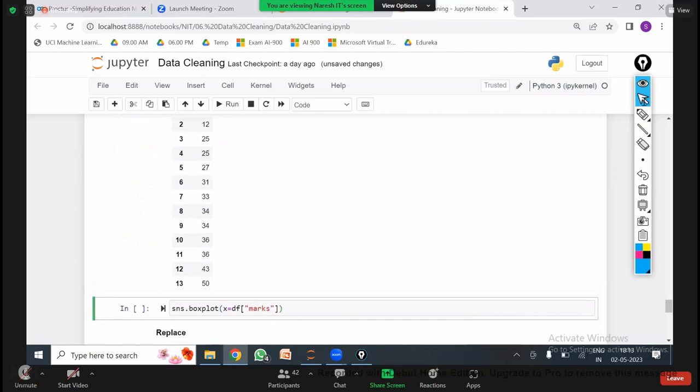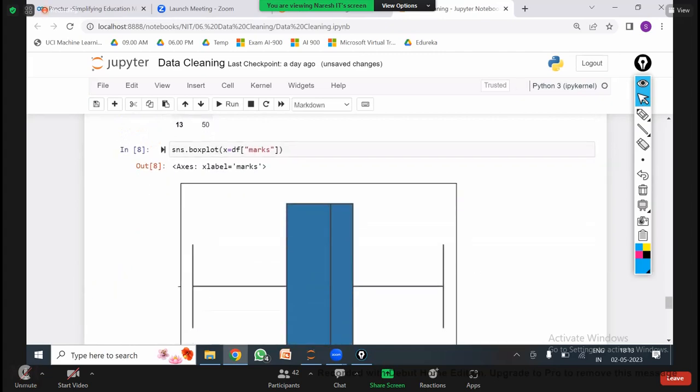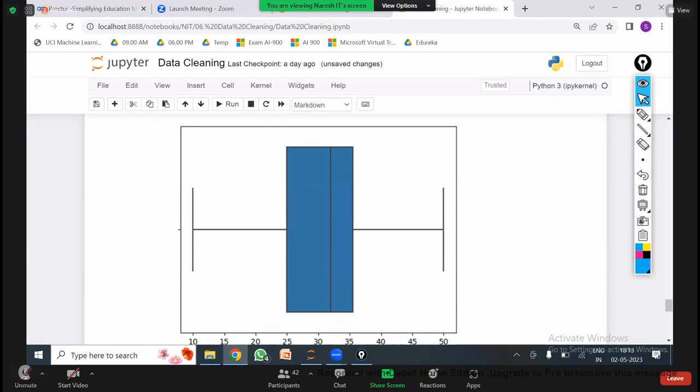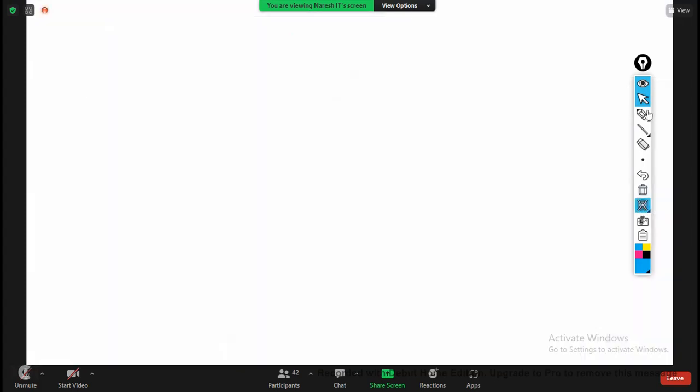Now after deleting, again I'm going to check the box plot. Now there is no outlier value. Because I got the first outlier, this is the first outlier, and I have removed this outlier, directly removed the record. Now since I have removed the outlier, I'm not able to find any outliers. This is option number 1.